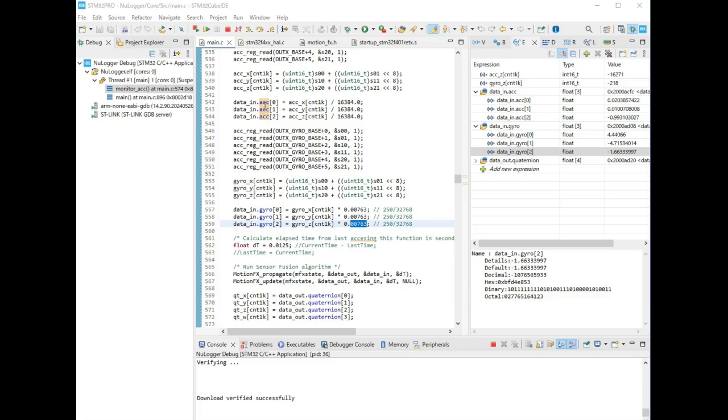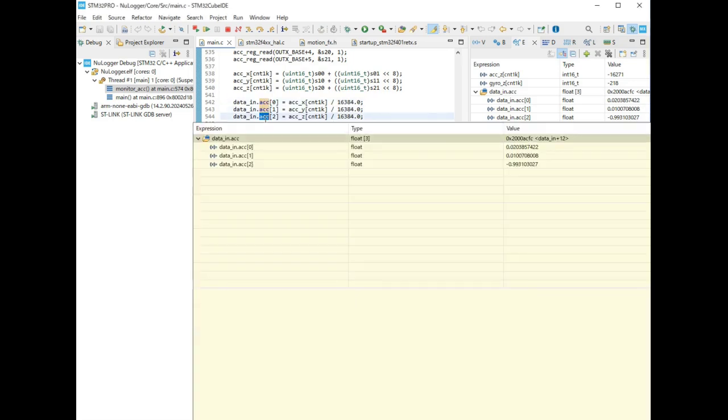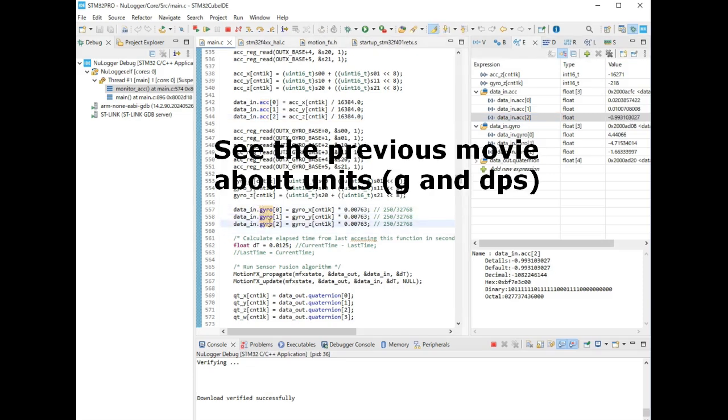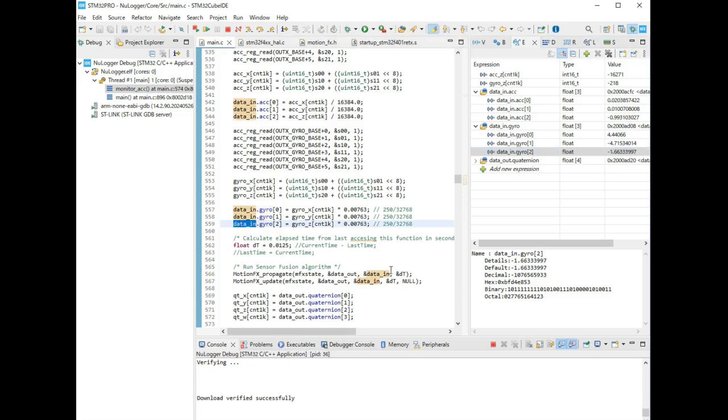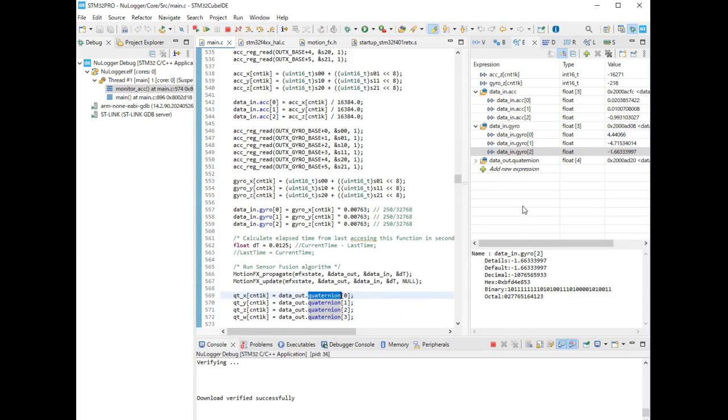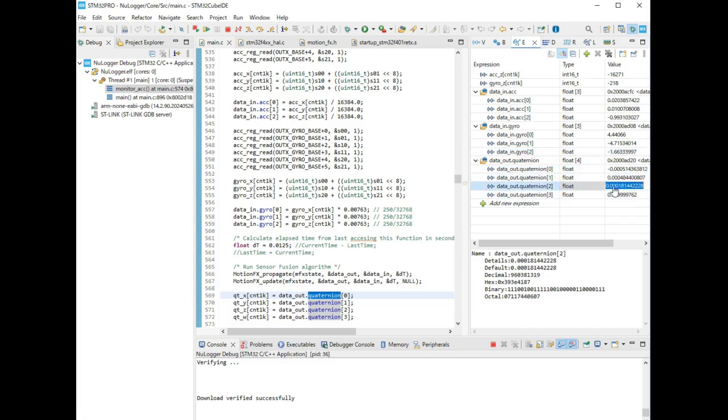Now following the document, we put ACC values like this, and also put gyro values like this. Regarding these units, please see the previous movie. Then we put data into these two functions and run them. Then we get data out, and quaternions are inside data out. Quaternions are like this. There are 4 values.